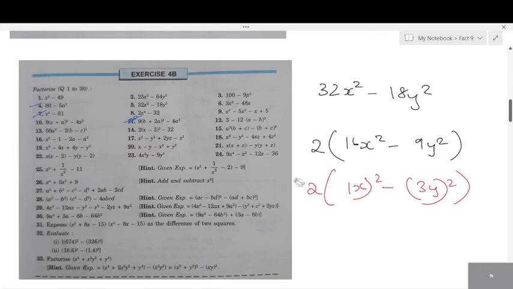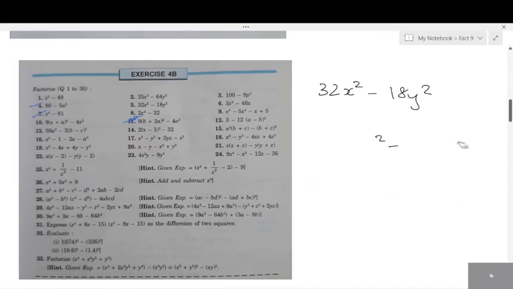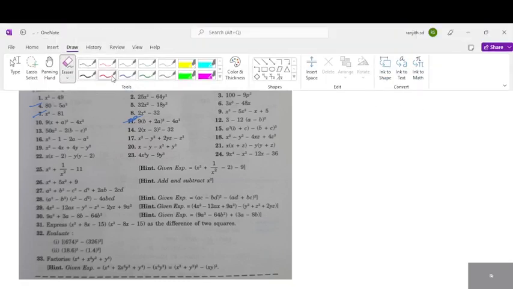Okay, next. See, this is the second type of question, students, where there won't be any numbers to factor.